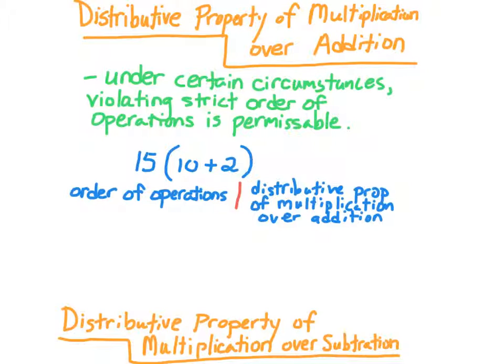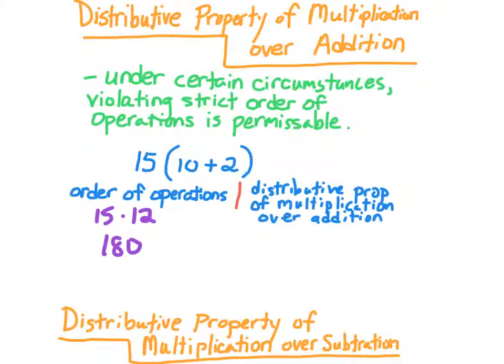What would order of operations tell us to do here? Parentheses first. It would tell us to do the parentheses first. So we go 15 times what? 10 plus 2. Times 12, which is equal to what? Does anybody know what that equals? That's 180.